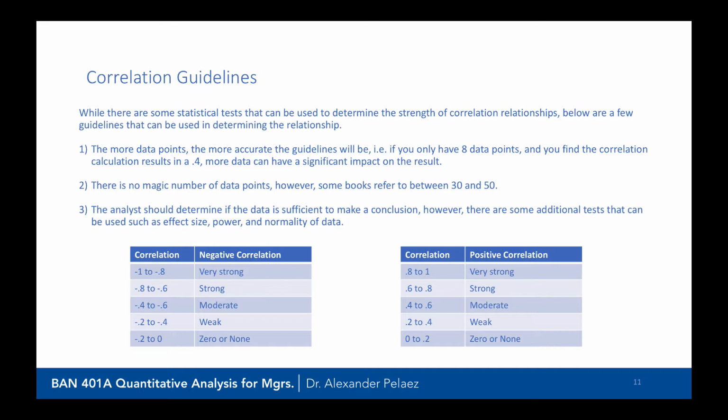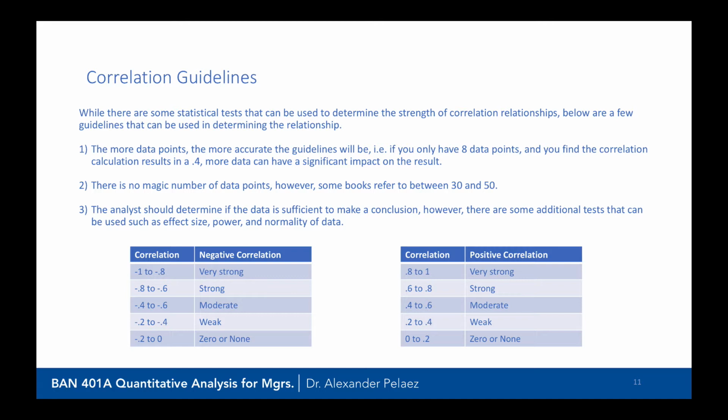Now the second part is there's no magic number of data points. Generally, you'll see some books refer to, well, you should have 30 or you should have 50 and so forth. And there are some statistical techniques to say what is the number of data points that you're actually going to need. But let's just say that it should suffice that if you have somewhere between 30 and 50 observations or more, you'll have enough to determine a good general correlation. The analyst should determine if the data itself is sufficient to make a conclusion.